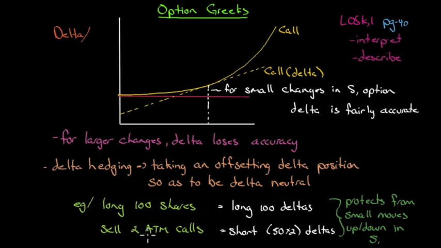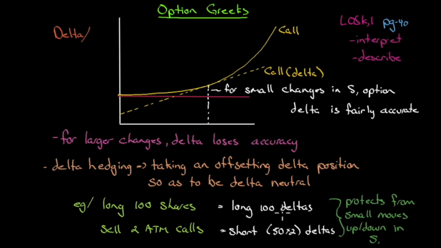I can sell 2 at the money calls. At the money calls typically have a delta of 0.5. So if I sell 2 at the money calls, that means I will be short 50 times 2. There are 2 calls, 50 deltas each, because each call is for 100 shares. If the delta on the option is 0.5, and the underlying of the option is 100 shares, that's 50 deltas. I will be short 50 deltas times 2 options.